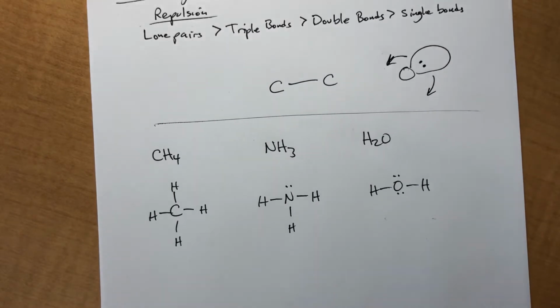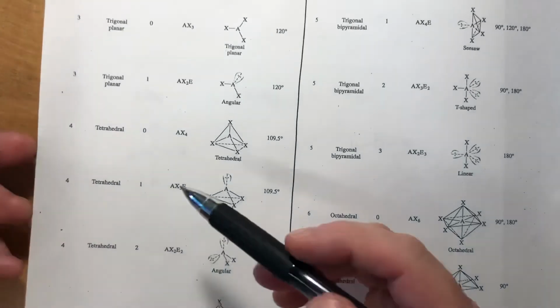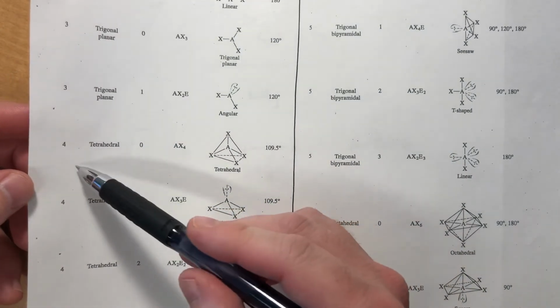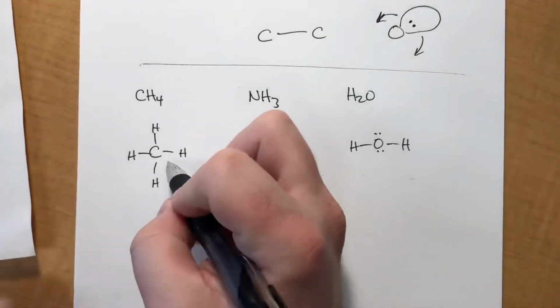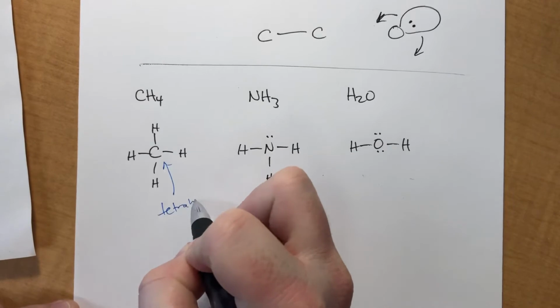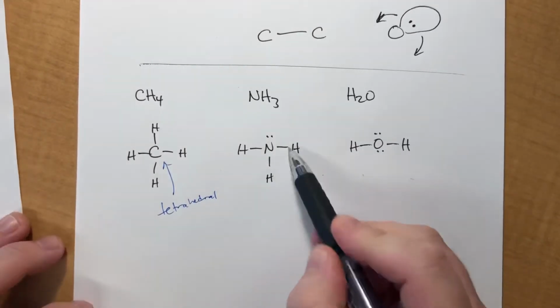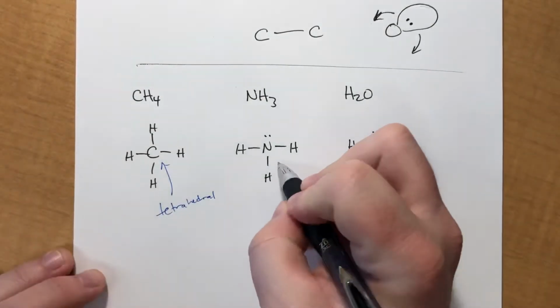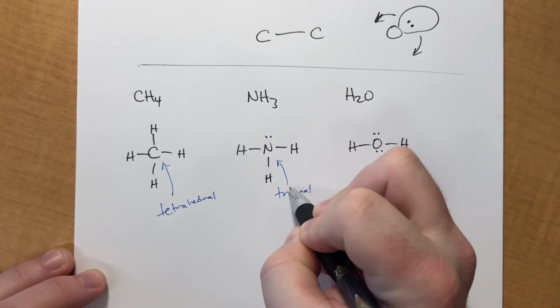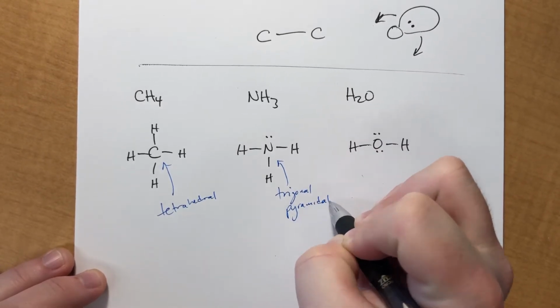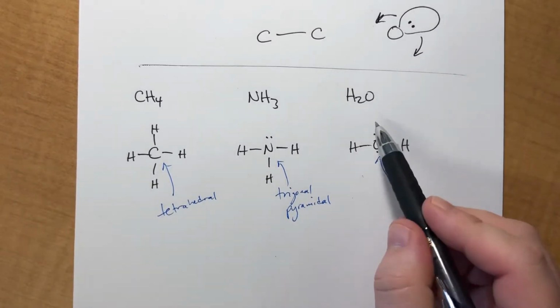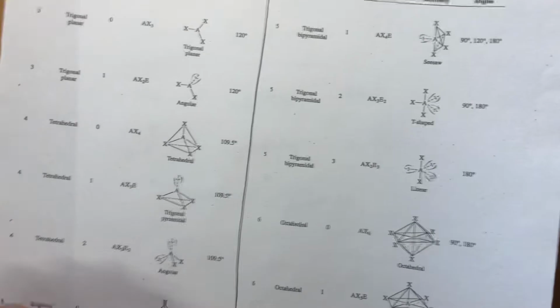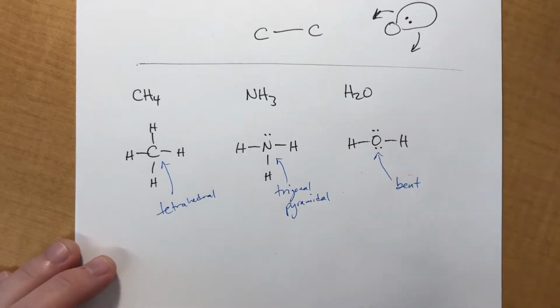But here's the thing, if you look at the VSEPR theory table, these are all variations of tetrahedrals. They all have 4 electron groups. So this is a tetrahedral. This has 4 groups and one of them is a lone pair, so 4 and 1 would be trigonal pyramidal. And this one has 4 groups and 2 of them are lone pairs, so that would be angular or bent. I'm going to call it bent because that's what most textbooks call it.